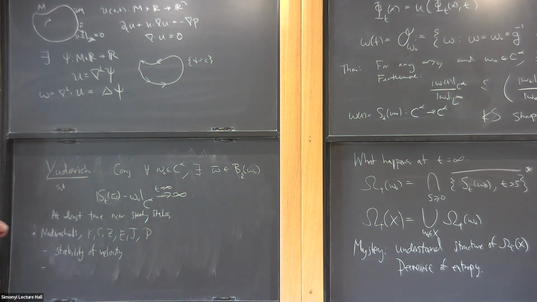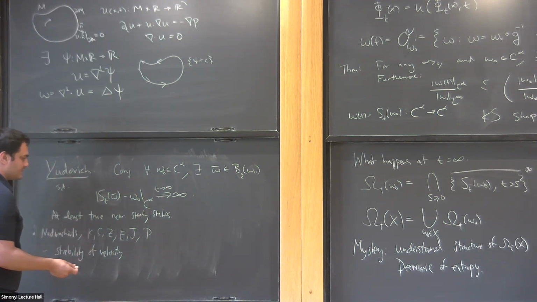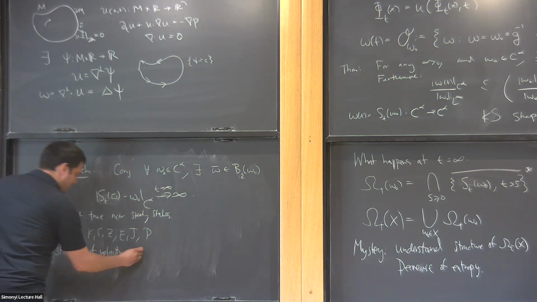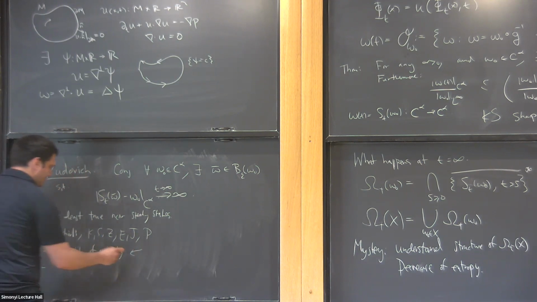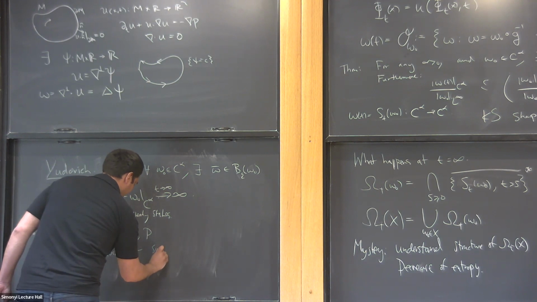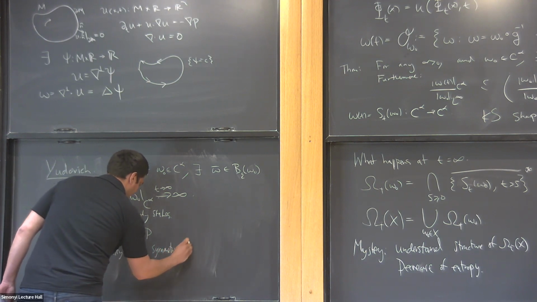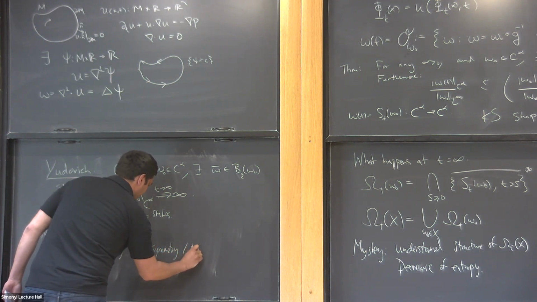So there are two ingredients that go into these type of all-time statements. One of them is stability of the velocity field. So you want to sort of start by some steady state which is stable. And this is generally accomplished by some sort of symmetry or nonlinear stability.